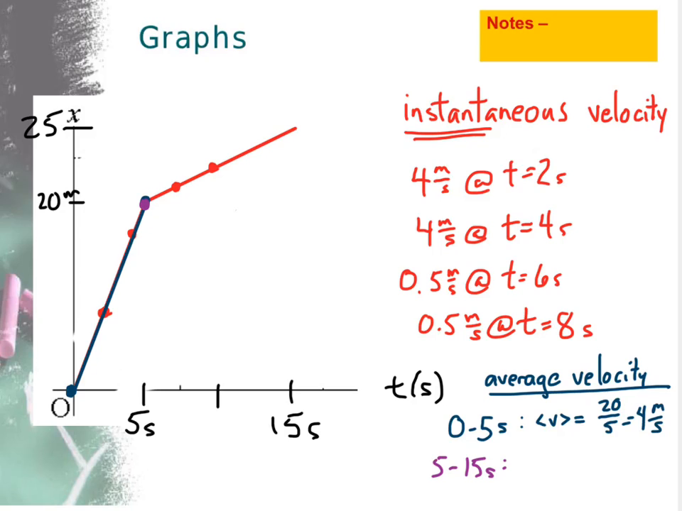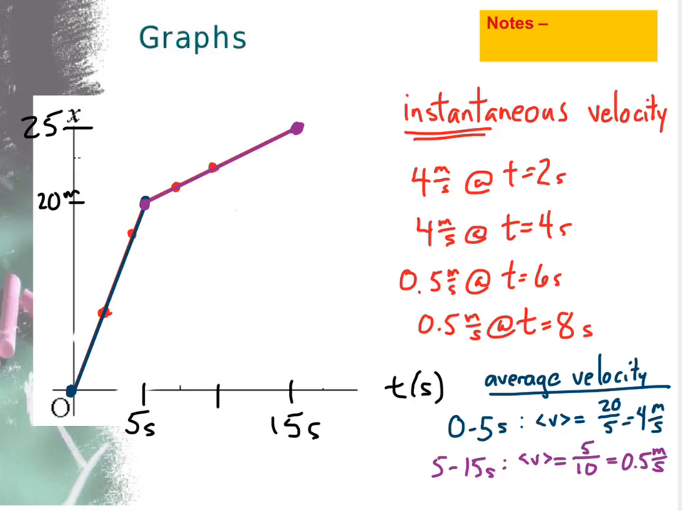So if I wanted to calculate the average velocity between 5 and 15 seconds, I would need a beginning point, I would need an end point, and I would then connect those two and find the slope of the line. And so the average velocity between 5 and 15 seconds is 0.5 meters per second.